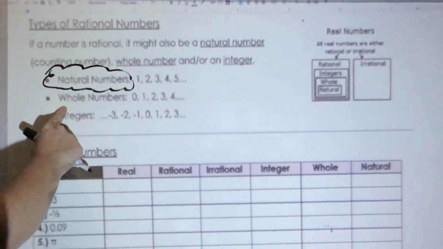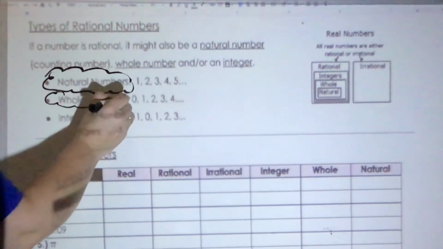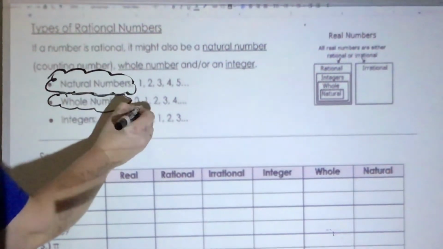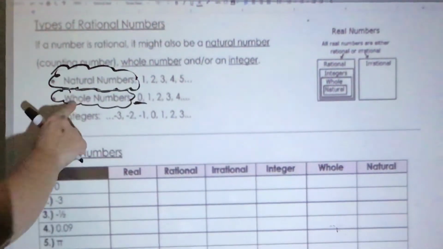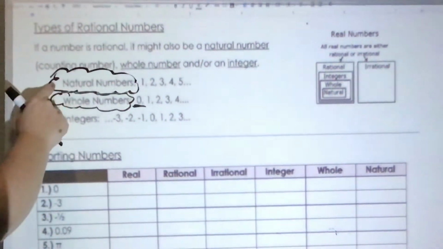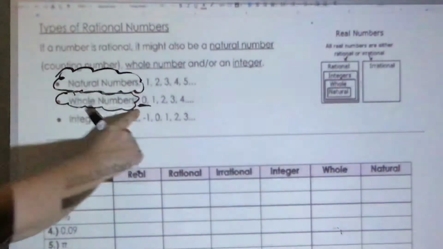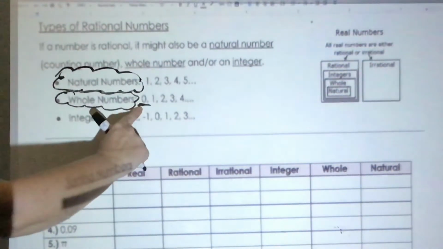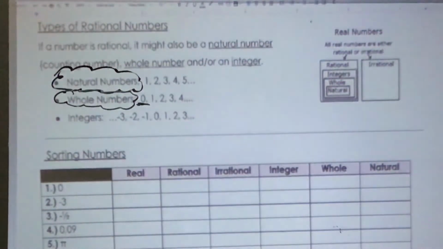Whole numbers is another category of rational numbers. Whole numbers are all the counting numbers plus the number 0. So 0 is the only number that's a whole number, but is not a natural number. So the only difference between these two groups of numbers is that this one includes the number 0. So there are many numbers that have more than one category.